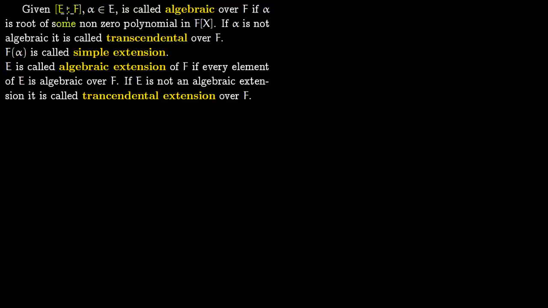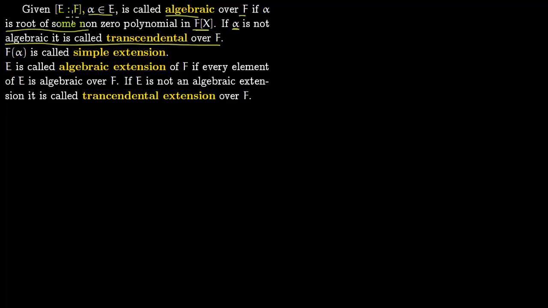In this lecture, we talk about algebraic extensions. Say you're given a field extension E over F, and alpha is an element of E. Then this element alpha is called algebraic over F if alpha is a root of some non-zero polynomial in F[x]. Now if alpha is not algebraic, that is, it is not a root of any polynomial in F[x], then it is called transcendental over F.